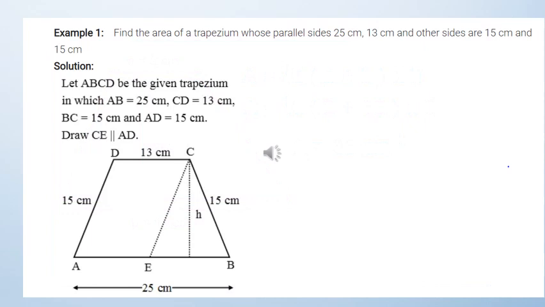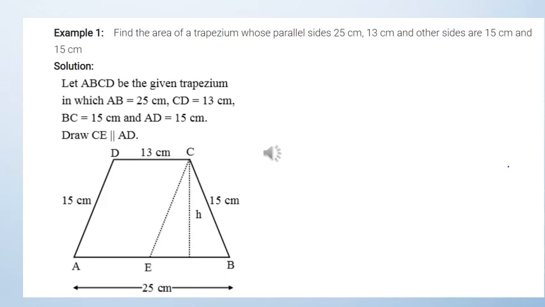Now we will see the questions of today's topic where the height is not given. So we have to find the area of a trapezium when the height is not given, so we'll be using Heron's formula. The question says: find the area of a trapezium whose parallel sides are 25 cm and 13 cm and the other two sides are 15 cm and 15 cm. All four sides of the trapezium are given, but height is not given. So we cannot apply the formula half into sum of parallel sides into height. We have to devise a new method using Heron's formula.